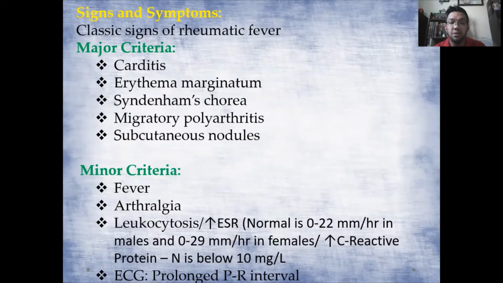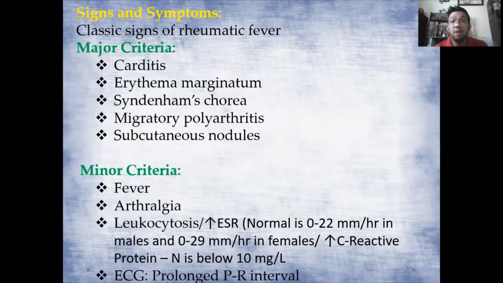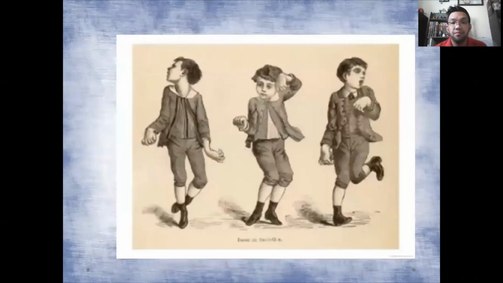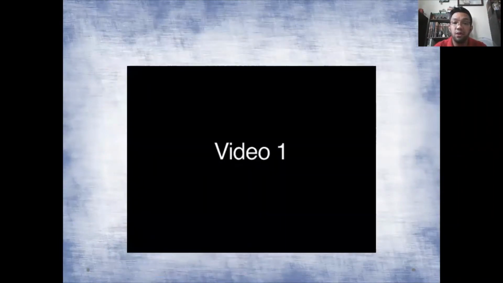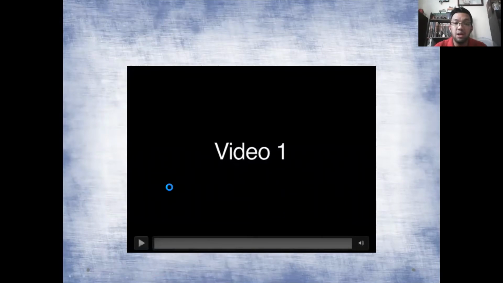Okay, so here, this is an example of the one that I've mentioned, one of the major criteria, erythema marginatum. It's usually seen in the thorax of the patient. This one is Sydenham's chorea. So this is involuntary movement of the patient.